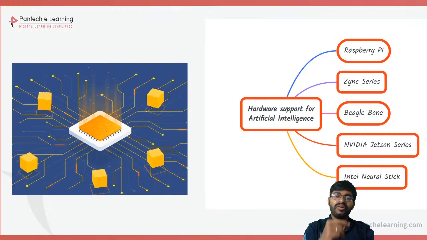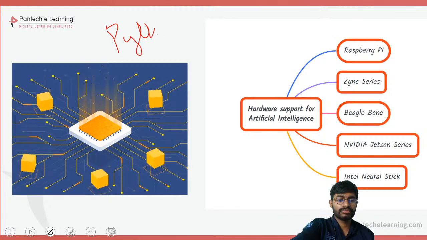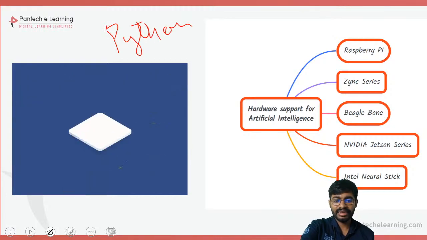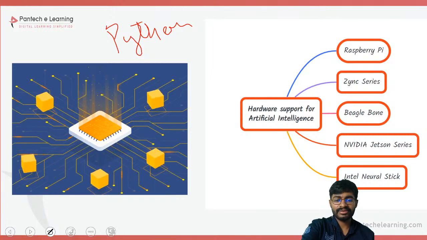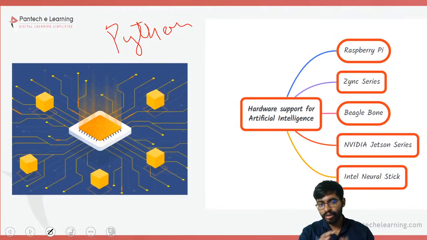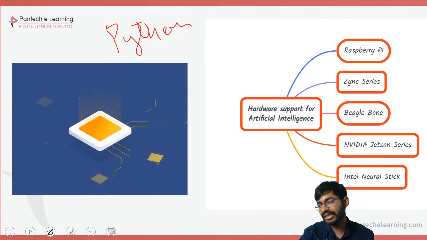Now again, for all of this, the coding part comes with Python. So here we are combining hardware as well as AI with this common coding platform. So I hope it is now clear why Python for artificial intelligence.